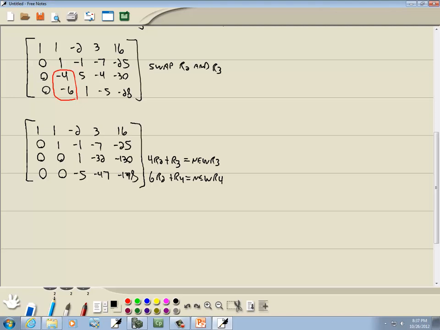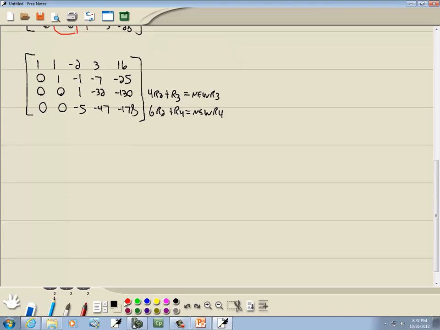Okay, let me double check. 4 times row 2. 4 times that, 0. 4 times that is negative 4, 1. 4 times that is negative 28, negative 32. Okay, that looks right. 6 times that, negative 6, negative 5. 6 times that is negative 42, negative 47. 6 times that is negative 150, negative 178. Okay, that looks good so far.